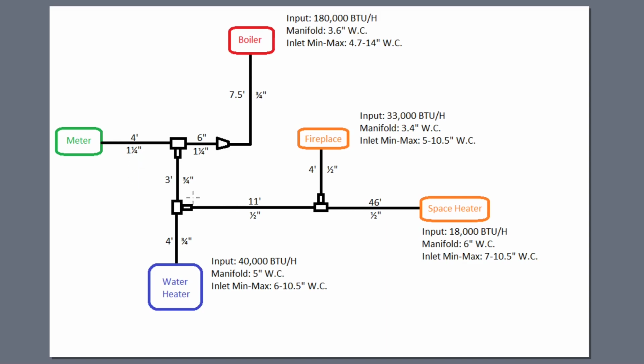To get started, the first thing you have to do is look at your appliances and add up their total demand. The total demand on my system is 271,000 BTUs per hour. The next critical piece of information is to find the longest run. My system has two branches, the longest run being in this one, which we're going to call branch 2, the run to the space heater. The length of that run is 64 feet.